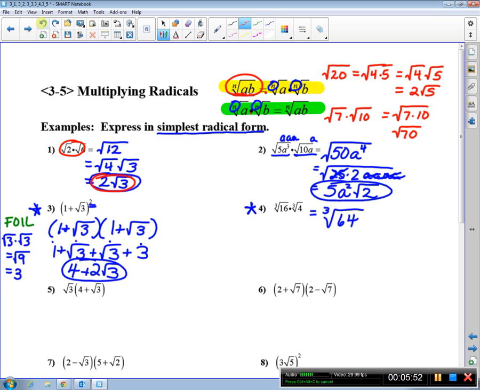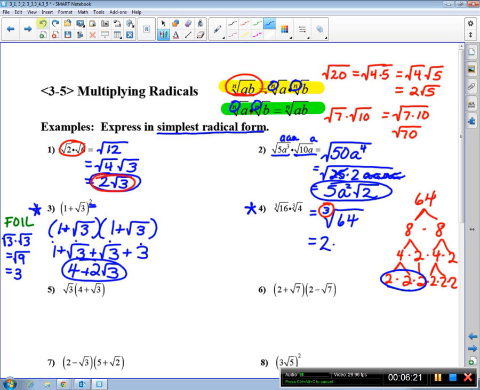Now I need to be concerned that 64 might contain a perfect cube. So let's check it out. It's 8 times 8, which is 4 times 2, times 4 times 2. So it's 2 times 2, times 2, times 2, times 2, times 2. We need triples to bring them out. Here's a triple. Here's a triple. And so this simplifies to 4. You can check that out on your calculator if you want. Remember, to get a cubed root, you use the math button.